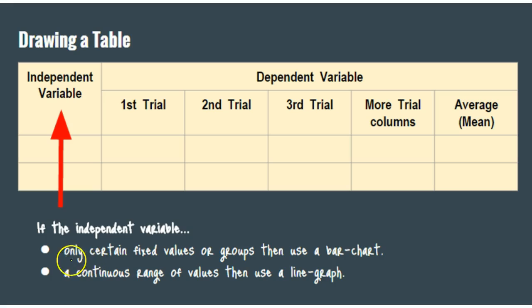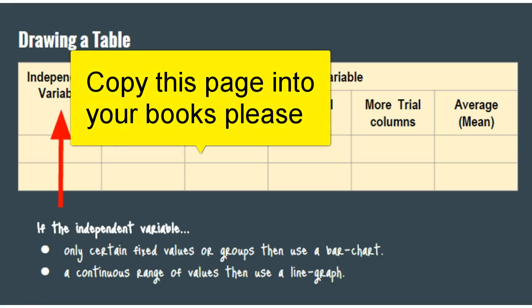If you've got a continuous range of values that are getting bigger or smaller, say it could be time or it could be age or something like that, then you use a line graph.